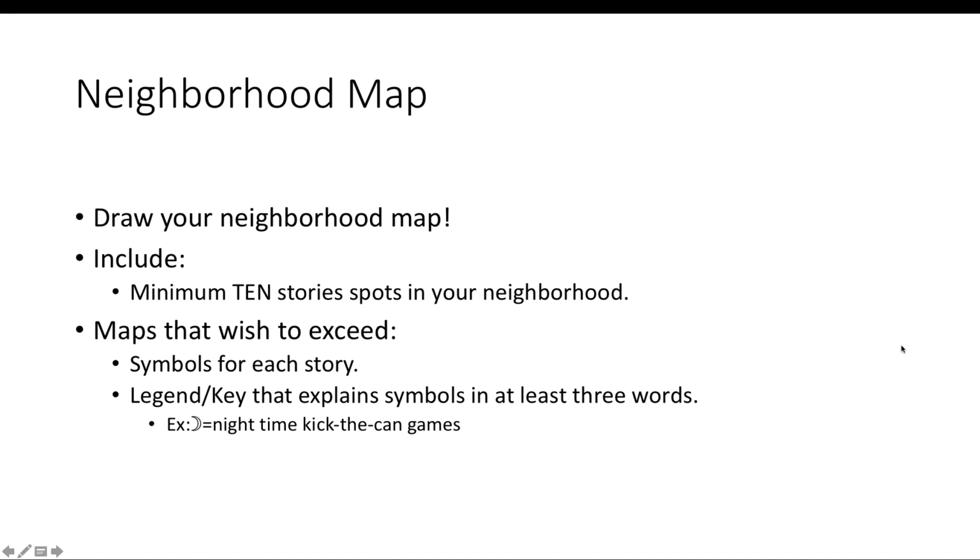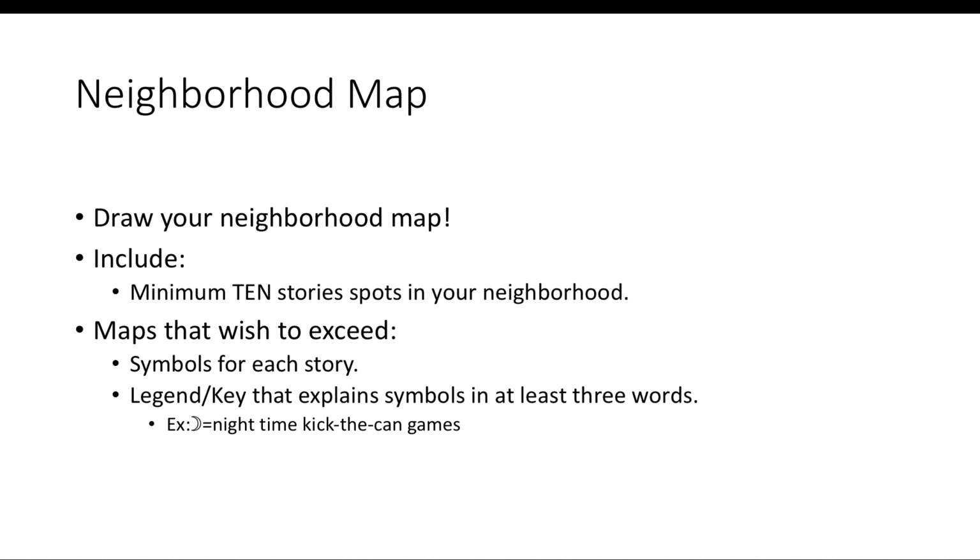So now what I want you to do is take some time and draw your own neighborhood map, all right? Your goal is to include at least 10 story spots in your neighborhood, so 10 of those little X's where there might be a story, a little memory there for you. If you want to really push the bar and get that opportunity to earn 10 out of 10, you want to have symbols for each story. So for example, I would have a little moon where my nighttime Kick the Can games took place on my map. And then I'd have a key that explains the symbols in at least 3 words.